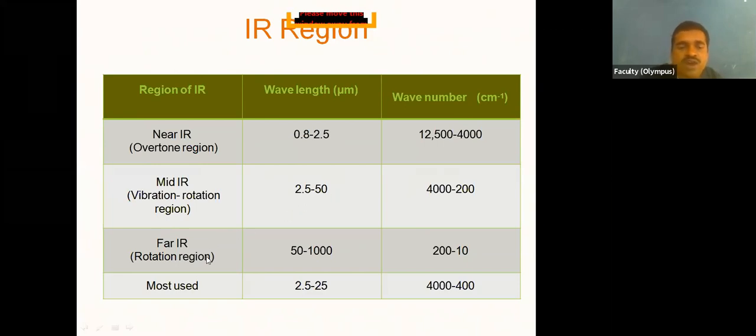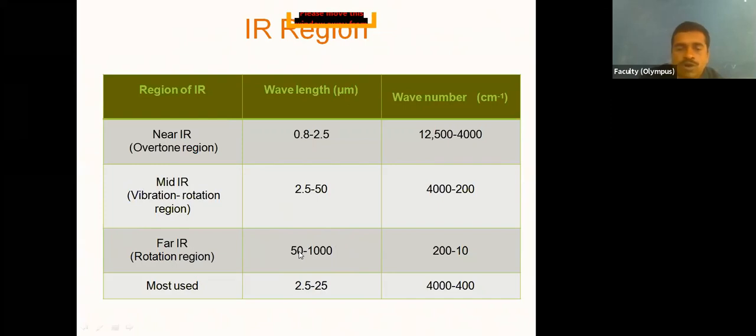Then comes the far IR region. In the far IR region, it is the rotation region. Only rotational excitations are taking place. Last year we have studied what are vibrational excitation and what are rotational excitation. The change of molecule from one vibrational energy level to a higher vibrational energy level is called vibrational excitation. So the far IR, 50 micrometer to 1000 micrometer, is the far infrared region.